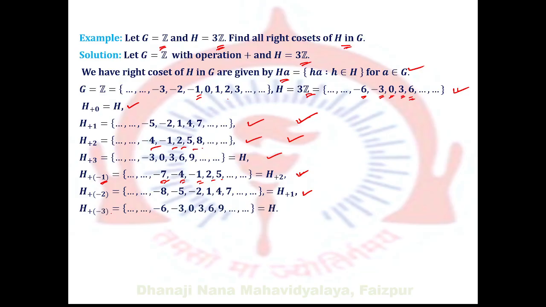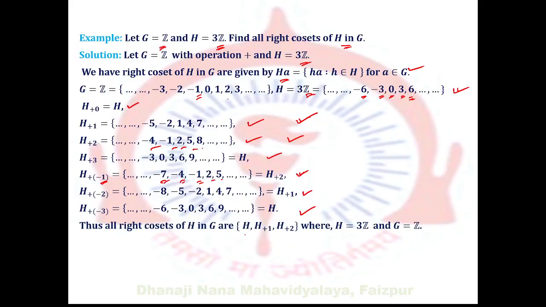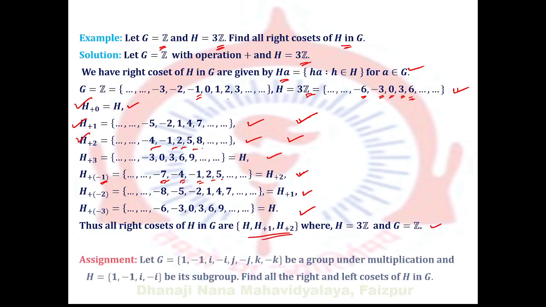आणि H plus -3 म्हणजे सेम सेट मिळतोय तुम्हाला H, कारण की -3 ऍड करतोय म्हणजे काय करतोय आपण सबट्रॅक्ट करतोय 3 प्रत्येक एलिमेंट मधून. So we get same set H. So all distinct sets are nothing but what? H, then H plus 1 and H plus 2. So thus there are 3 right cosets of H in G.